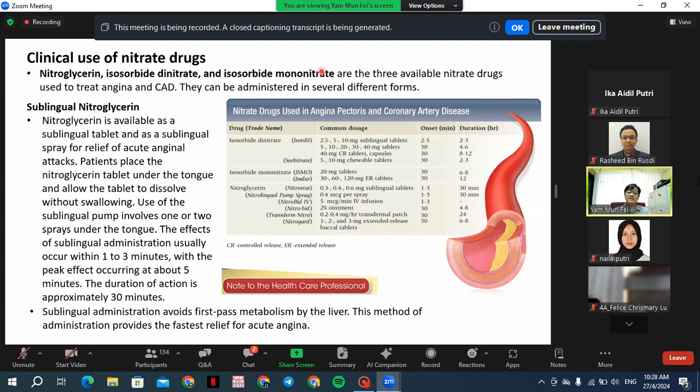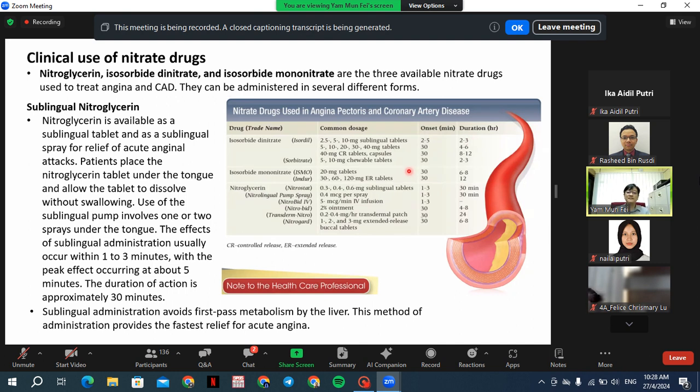So what is the difference between them? You look at the table here. The main difference between them is the onset time and duration. Onset time is how long they take to show the activity. Duration means how long the activity will remain. So the only difference is the onset time and duration. Basically, the mechanisms of action are more or less the same.